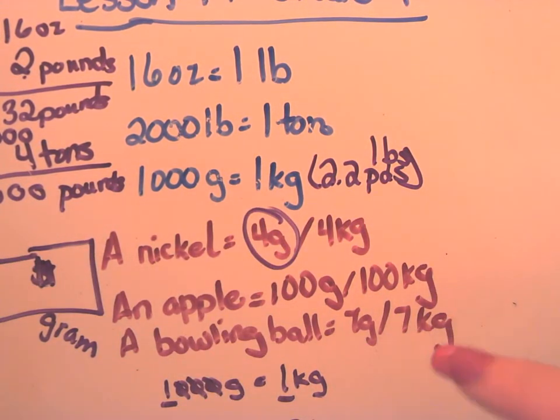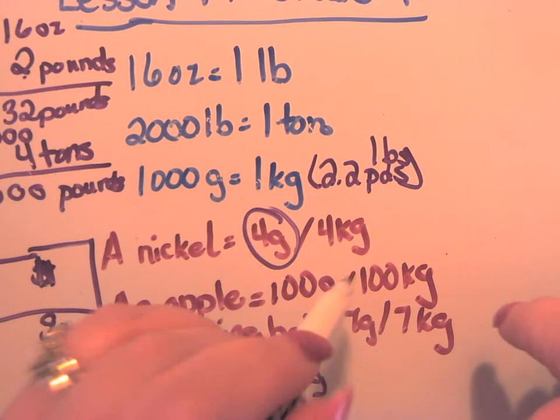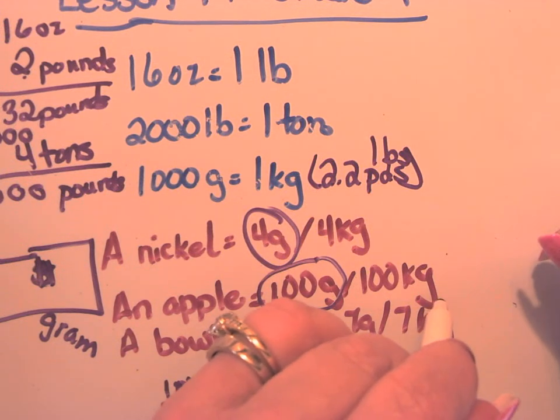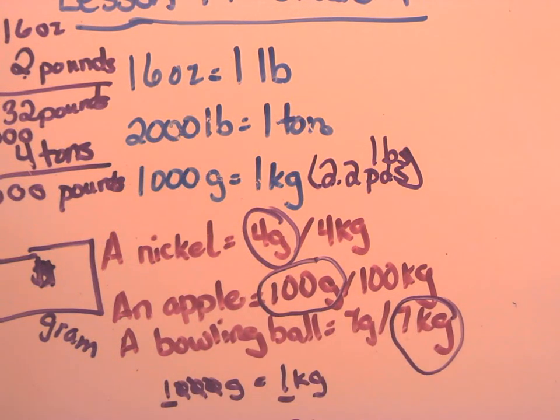How about an apple, 100 grams or 100 kilograms? Hopefully you'd say 100 grams. We would have a hard time picking up an apple that's 200 pounds, and an even harder time eating it. How about a bowling ball? Is a bowling ball 7 grams or 7 kilograms? Well, 7 grams wouldn't even probably end up down the aisle, but it definitely would not knock down a pin. So we have 7 kilograms. A bowling ball then would be worth 7 kilograms.